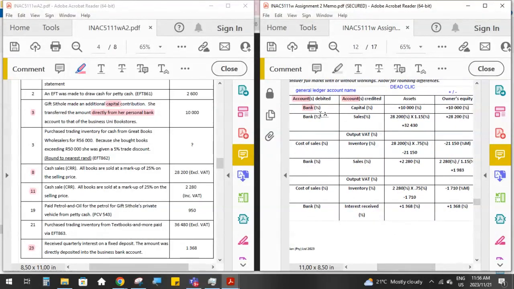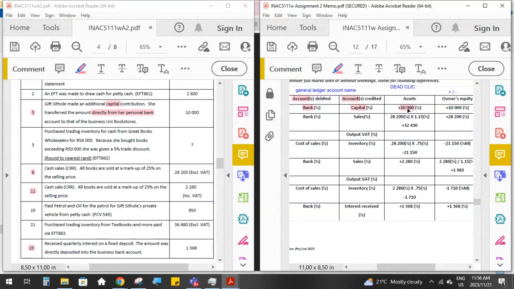Bank is increasing, and then the owner's capital. So the owner is contributing more capital to the business. So the amount of capital that the owner contributed to the business is increasing. Capital is one of our credit accounts, which means when that increases, we credit it. So the account that will be credited is capital. So increase the asset bank and increase the capital account by 10,000.